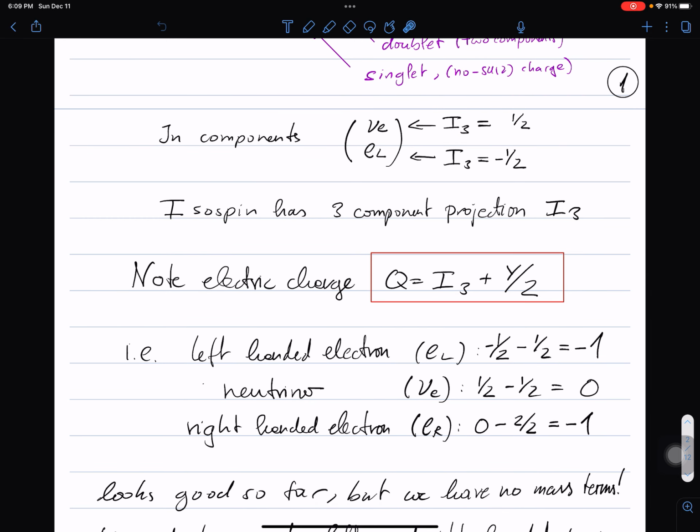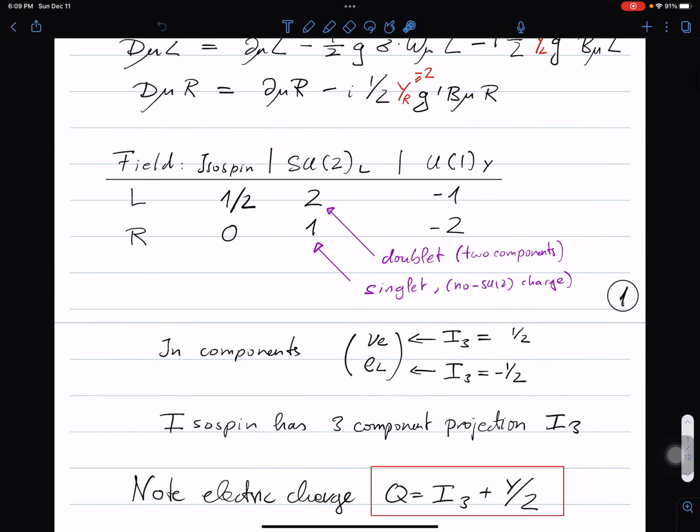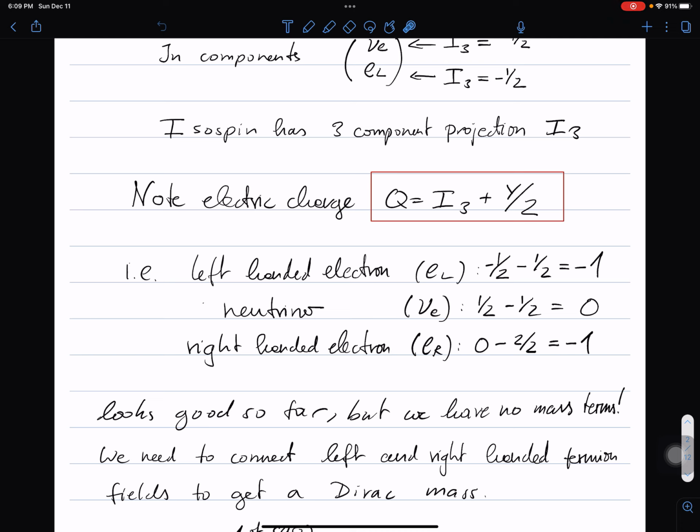Now, the electric charge, what we observe as electric charge, is a combination of this isospin third component and the hypercharge divided by 2. Now we can check for the left-handed electron: the isospin third component is -1/2, and Y is -1, so we have -1/2 plus -1/2, total -1, which is consistent with the electron having -1 as electric charge. For the neutrino, we have +1/2 from the third isospin component, and -1/2 from the hypercharge, which gives us 0. It's a neutral particle, doesn't couple to the electric field, and it's consistent with what a neutrino is. And the same for right-handed electrons.